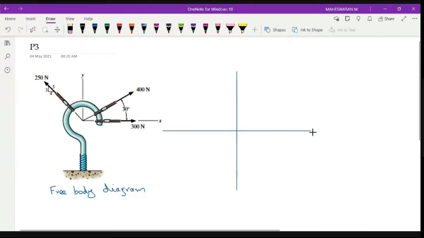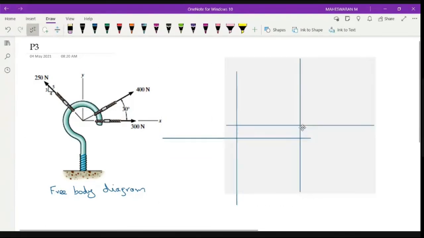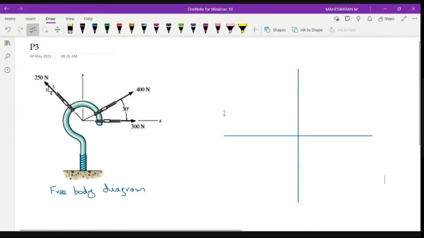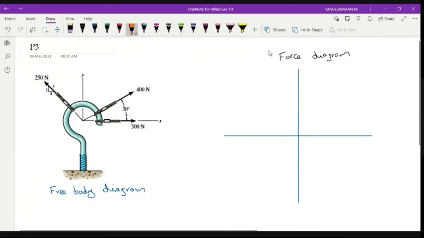So your force diagram should be like this. It should have a plus sign like this, right? Based on this, this is the force diagram, indicating all the forces here. First, this force is 300 Newton. It is on the x-axis, which means I will draw it like this, right? Let me consider this color. It will be like this. So this is 300 Newton.